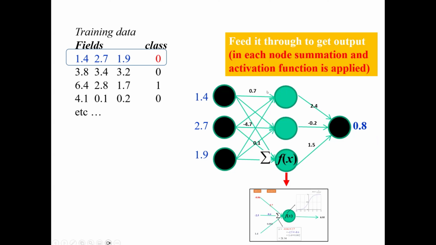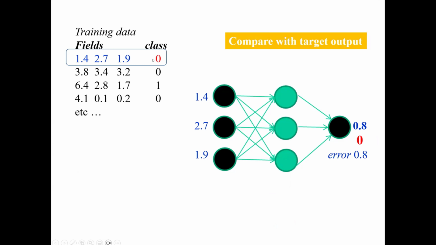So I do all these calculations, and then I end up with 0.8 at the output. Now 0.8 is not what I wanted because I wanted a 0 here, right? Because I know for this measured data here, it should be a 0. The class was 0. So I made an error. The error is 0.8.